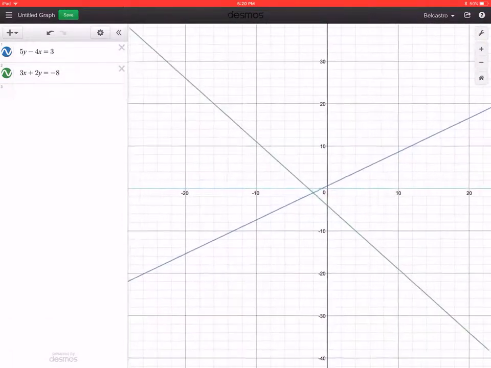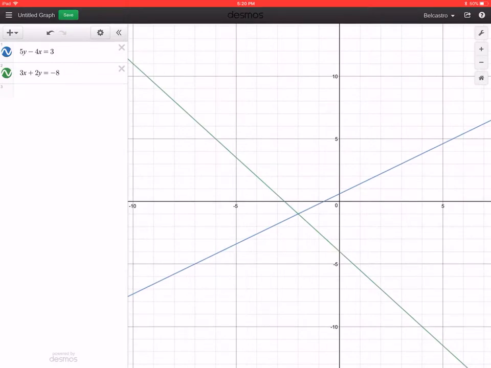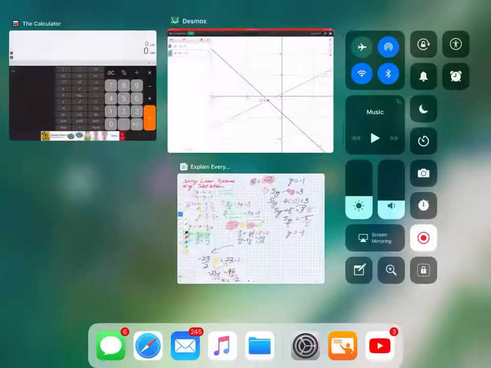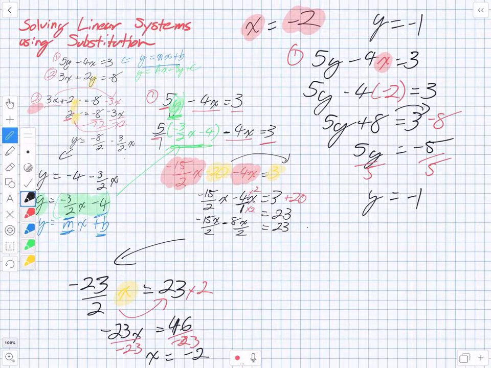That's better. Where do they intersect? Negative 2, negative 1. Uh-oh, did we make a mistake? Oh, no, we got it right. Negative 2, negative 1. Good, I couldn't remember our answer. Great, we got it. Okay, and that's that.